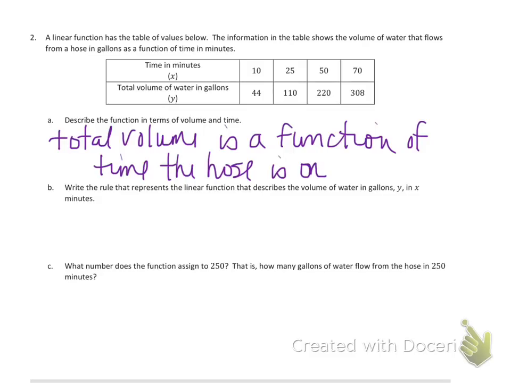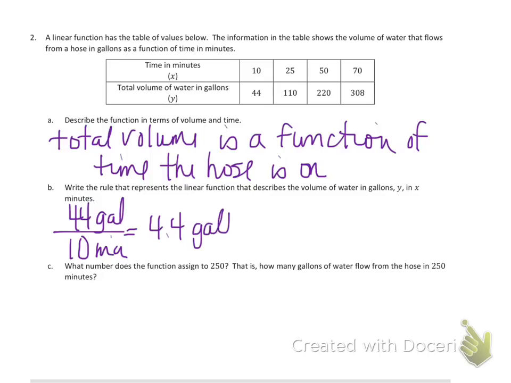So we need to write the rule that represents the linear function. And so we have a rate. We can see that 44 gallons flows in 10 minutes. So our rate is 4.4 gallons per minute. Okay, so my function rule here is going to be the total volume is 4.4 times the number of minutes that the hose is left on.